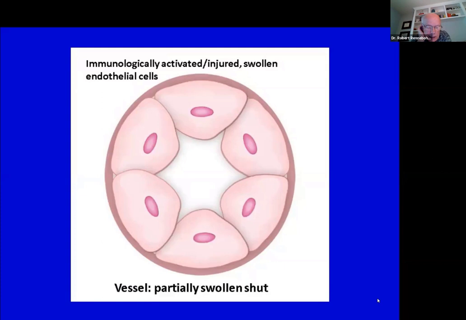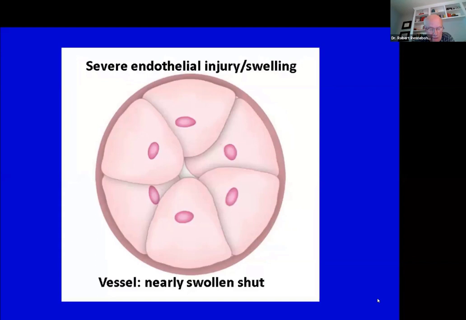In Susac syndrome, the endothelial cells appear to become abnormally activated and immunologically injured and swollen, such that the capillary or small arteriole becomes at least partially occluded, resulting in decreased blood flow through the vessel. In severe cases, the endothelial cells become so swollen that the vessel becomes nearly or completely swollen shut, resulting in little or no blood flow through the vessel.